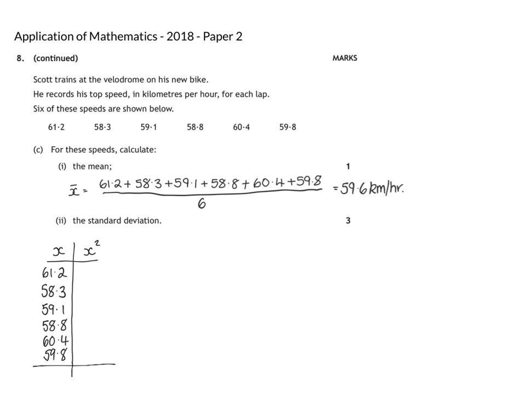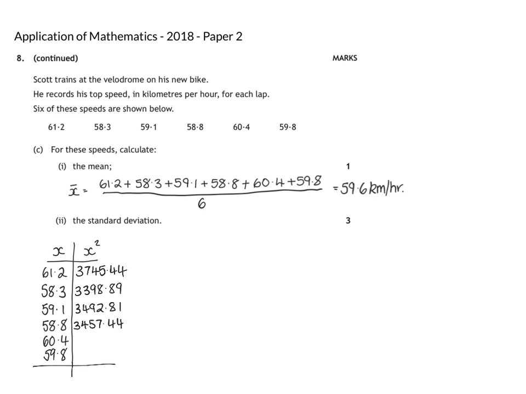So we will need to add those up, but we also need to work out what they are when we square them. So first one, when we square it, we get 3,745.44. Second one, when we square it, we get 3,398.89. Then what we get for our next one is 3,492.81. Good job, we have a calculator for this, right? 58.8 squared is 3,457.44.